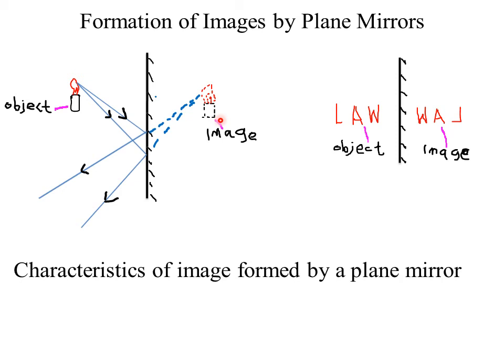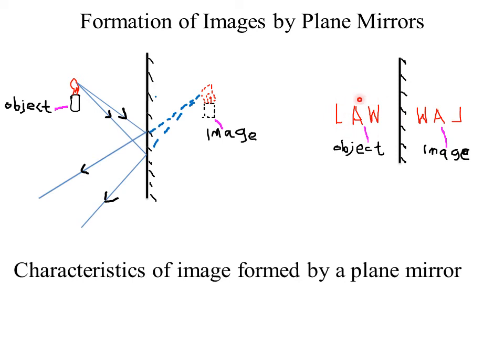Now, if you reflect a word, for example, law, this is how it will appear. Actually, the first letter here comes last, then the second letter comes second, then the last letter here comes first. So these are characteristics that we call lateral inversion. So the image formed is laterally inverted. What do we mean by the word lateral inversion? This is the sideways turning effect, where left appears right.